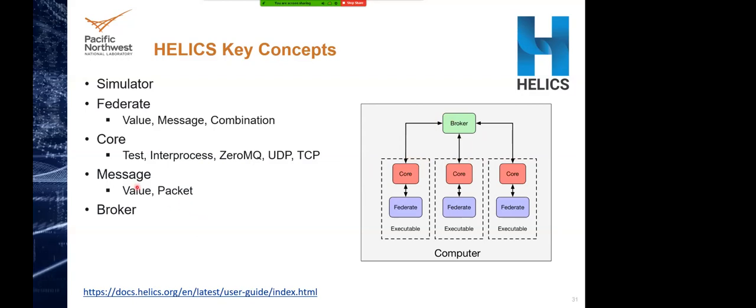And for message types, I've talked about that for different federate types. There are two types of messages. One is a value message, the other is a packet-based message. A value message is mainly used to mimic a physical connection between two simulators. For example, if we simulate the transmission and distribution levels, we will have a value message between them to exchange the voltage and power flow across the substation. And the broker sits in the middle to manage the data exchange and the clock synchronization among all the federates. For more detailed explanations of these concepts, you can go to this link.